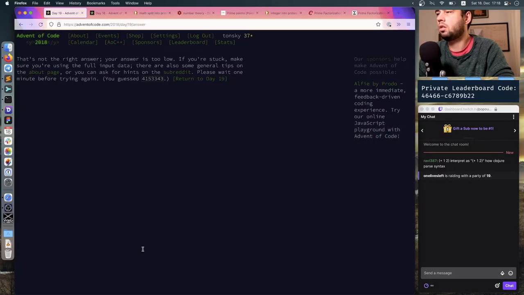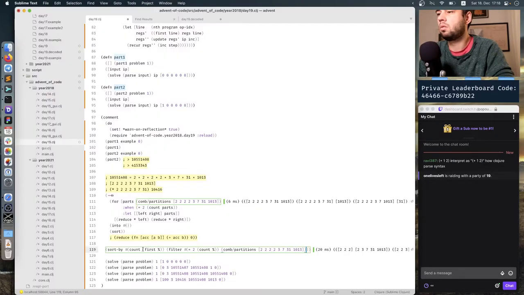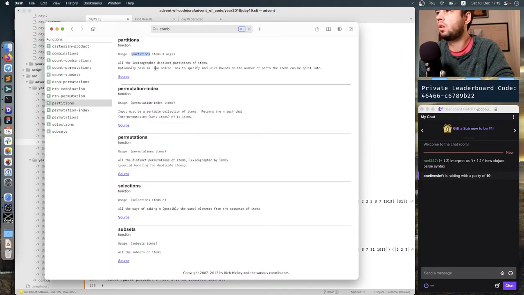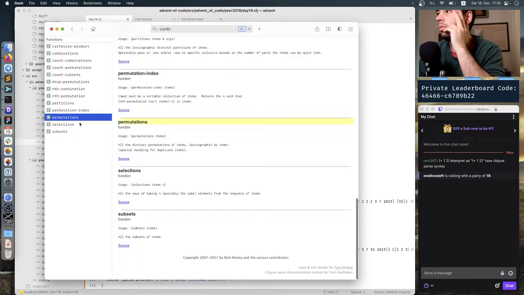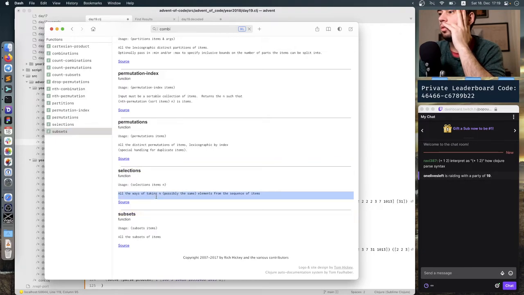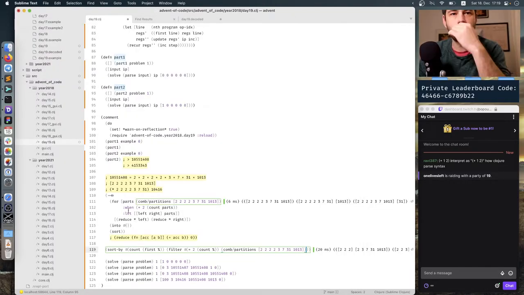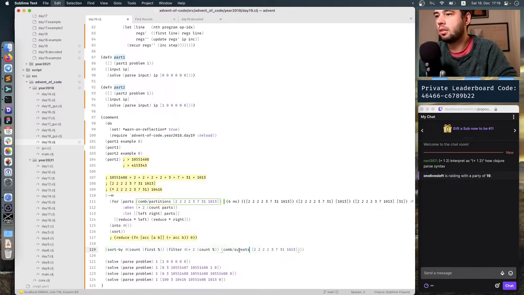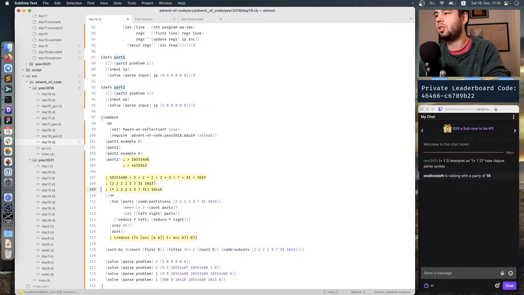What the heck is partitions? Lexicographical distinct partitions of, okay, so there's probably some... All the ways of taking n possibly the same elements from the sequence divides all the subsets of items. So maybe we need subsets. Huh. Maybe we need subsets. No. Okay, it would be faster if I just wrote my own, right?